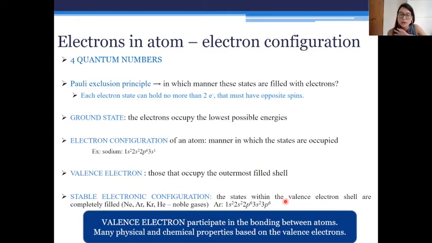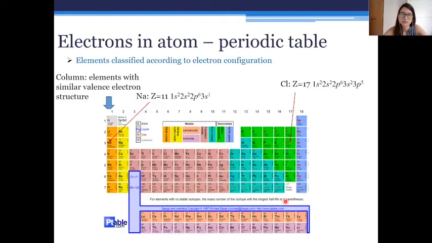So why are we talking about valence electrons and stable electron configuration? Because in fact, valence electrons will participate in the bonding between atoms. So we are going to focus on the number of valence electrons in our atoms. And many physical and chemical properties of materials will be explained, will involve the valence electrons.